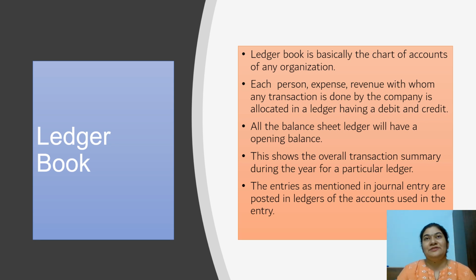The entries as mentioned in the journal entries are later on posted in the ledger. Whatever account you use for posting that transaction or making that entry in the journal book will have separate ledgers. So there are different types of ledgers, and altogether there are many ledgers in a company. So the entry is then posted from the journal book to the ledger.